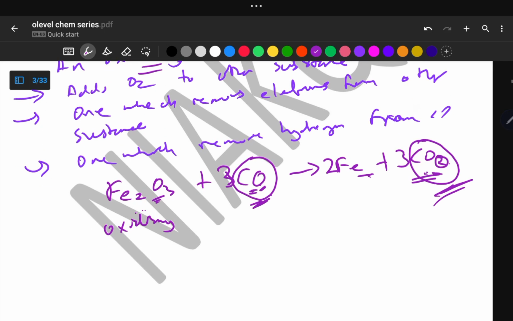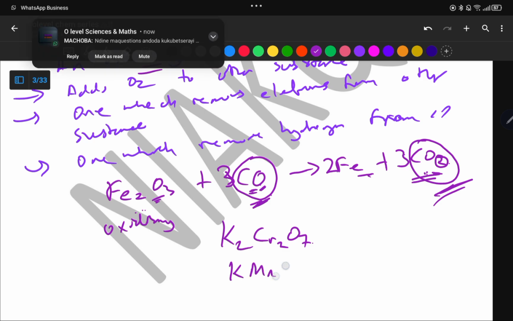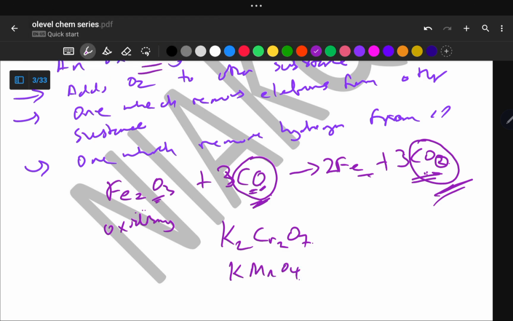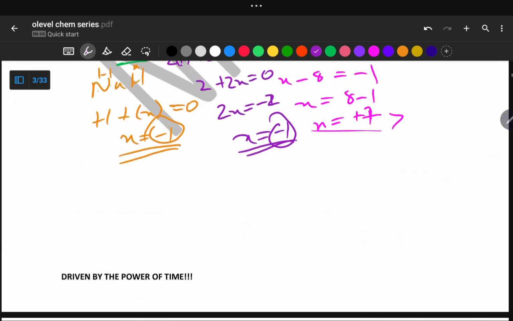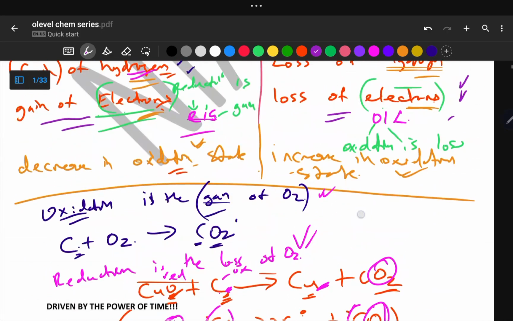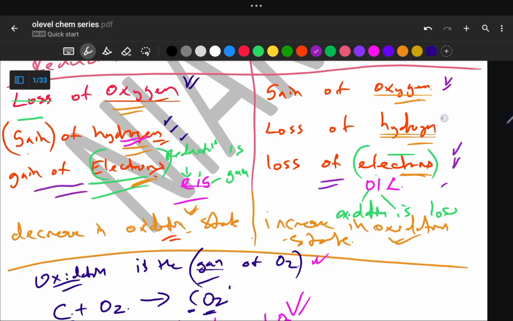And then examples of oxidizing agents, we can have potassium dichromate, right? And we can also have potassium permanganate. Are we together? And then etc. We can have the halogens, we can have oxygen, and etc. So for us to deduce whether this one is an oxidizing agent or a reducing agent, you need to understand the mechanism of the reaction. You need to stick to these facts, right? Gain of oxygen, loss of hydrogen, loss of electrons, and then increment in the oxidation states. Are we together? So this is what you must understand in terms of redox reactions.